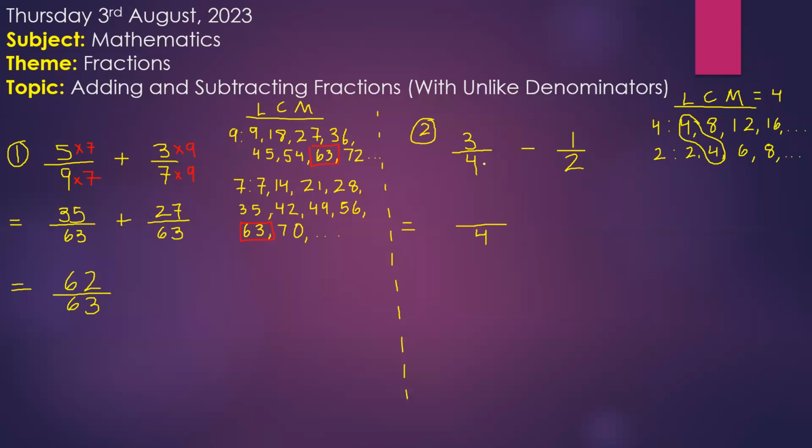So what times 4 gives you 4? 1. 4 times 1 is 4. Very good. And whatever we do to the bottom, we do to the top. So 3 times 1 is going to be 3. Now we still want to make 4 the denominator here. So what times 2 gives me 4?